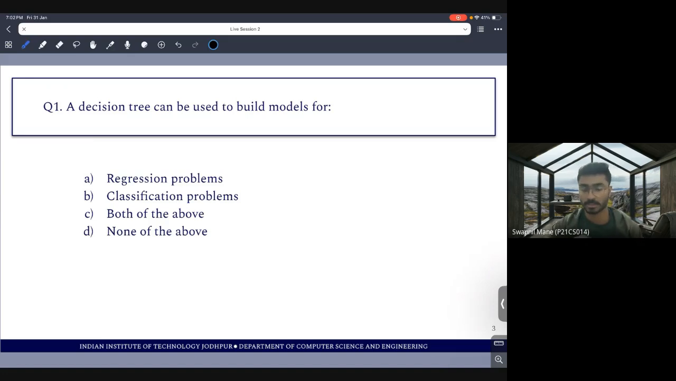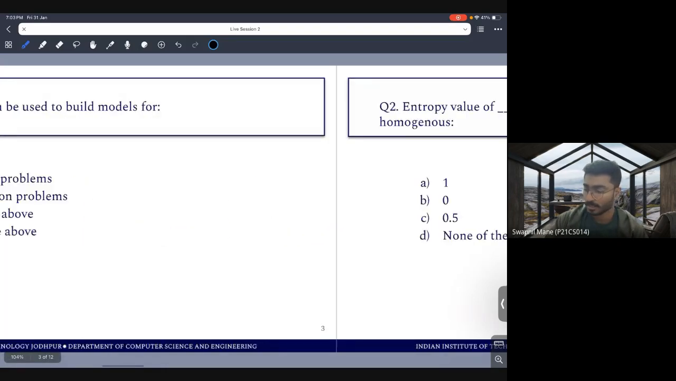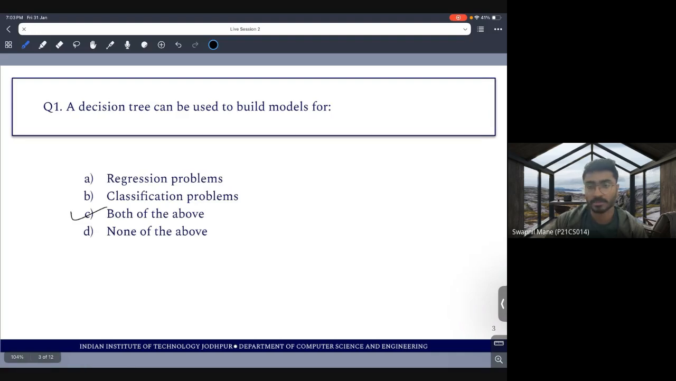For each leaf node, it draws a line, a line equation, and based on this line it tries to predict the regressor or continuous values. So it is used for both tasks, the regression as well as the classification problem. So is there any doubt in question 1?